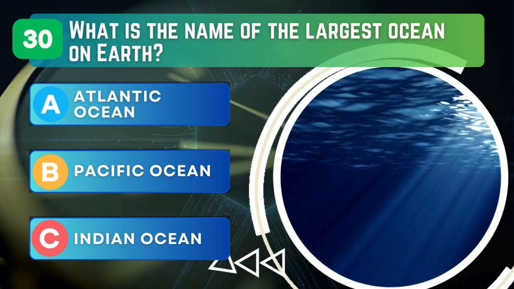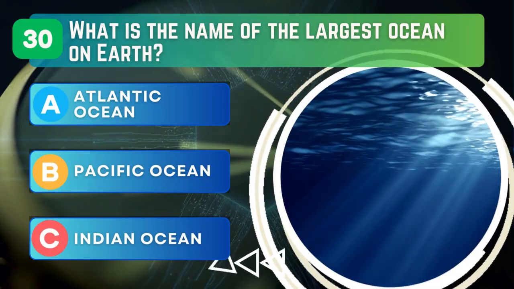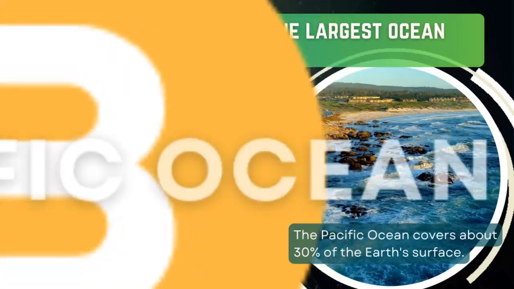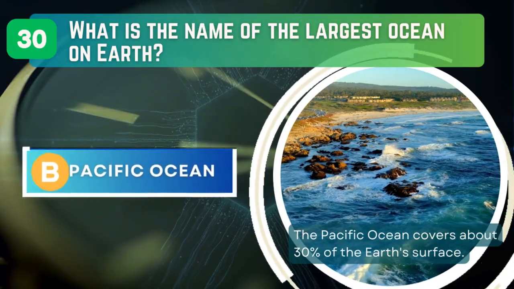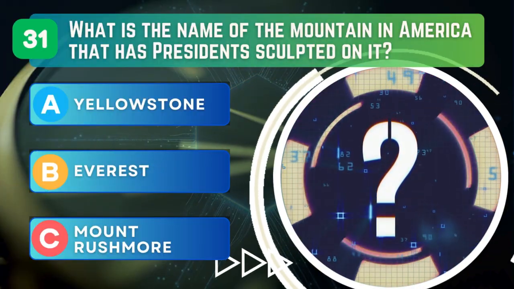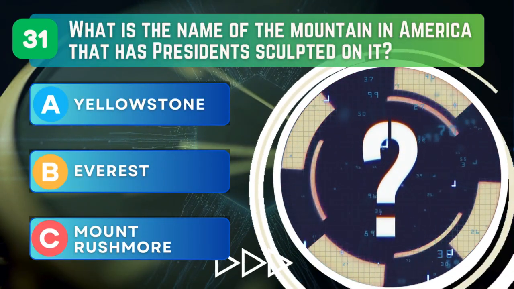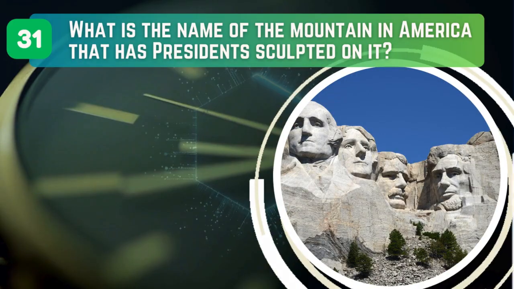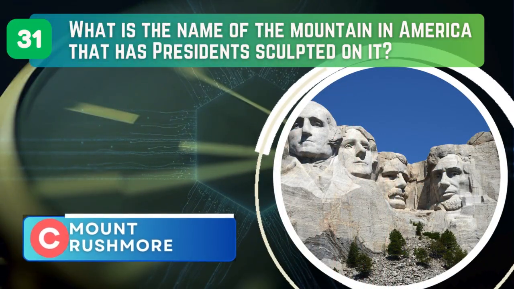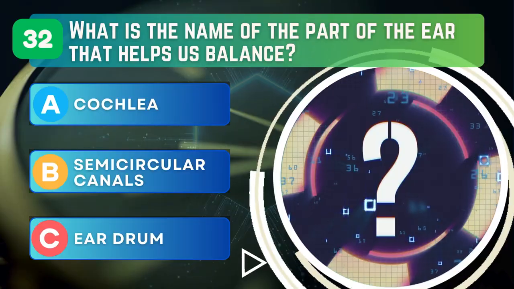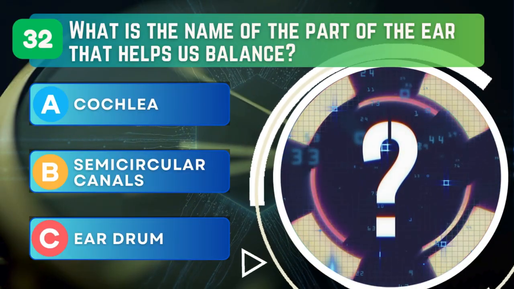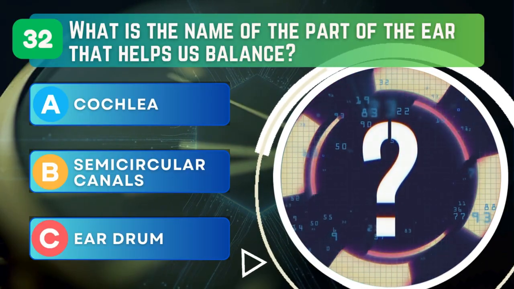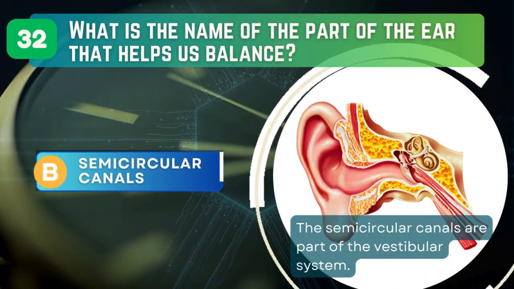What is the name of the largest ocean on Earth? Pacific Ocean. What is the name of the mountain in America that has presidents sculpted on it? Mount Rushmore. What is the name of the part of the ear that helps us balance? Semicircular canals.